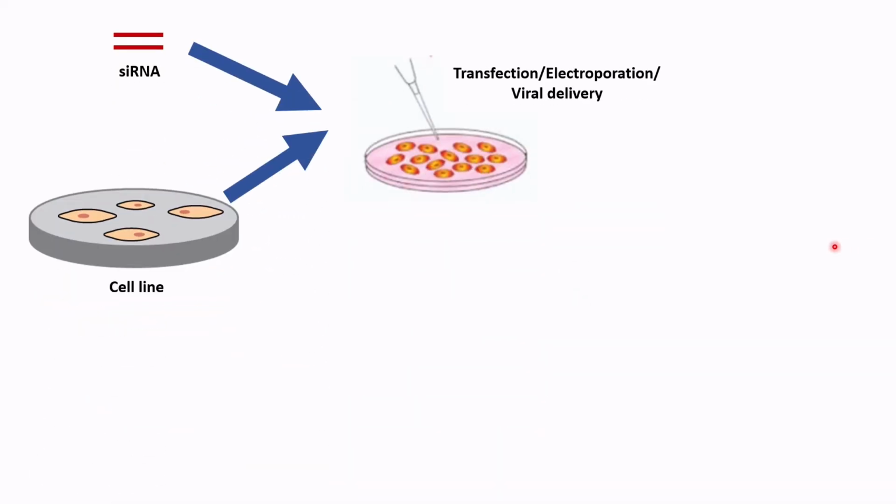So now you have siRNA and cell culture in your hand. Now you need to deliver them into the cell. You can do it either by transfection or electroporation or via viral-mediated delivery. Once siRNA enters the cell, it will start its action to suppress the specific gene expression.